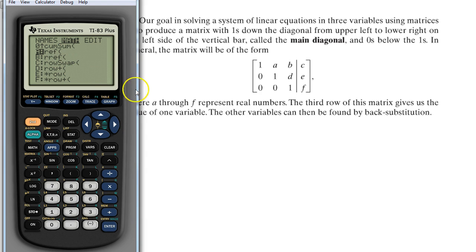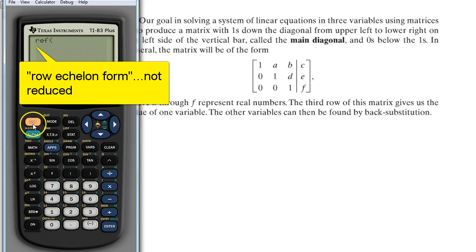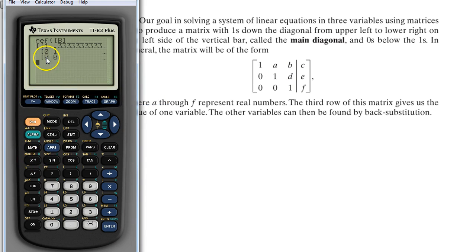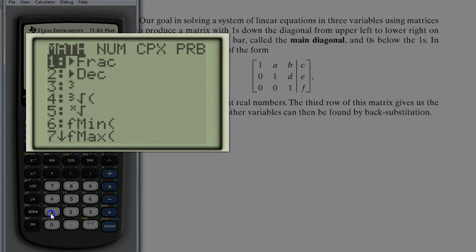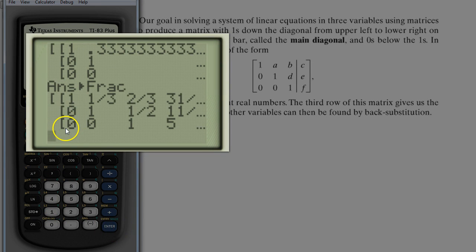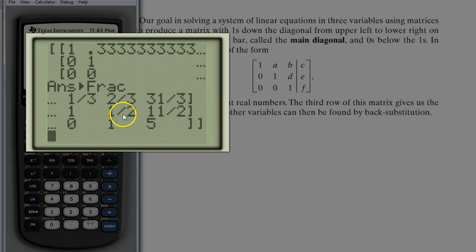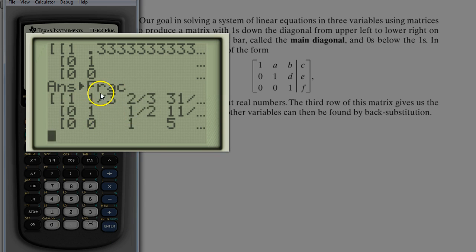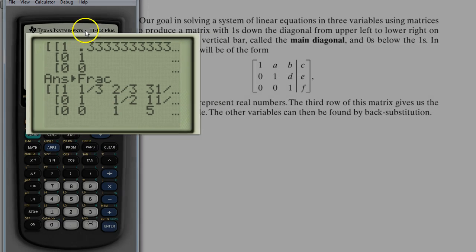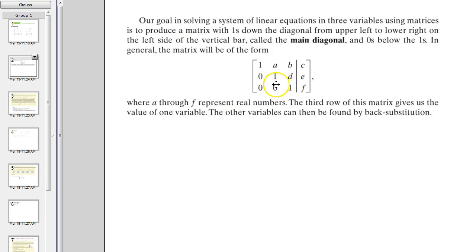REF mode, which we haven't seen yet, is this mode where we have zeros below the main diagonal, but not necessarily above. So if I show you the row echelon form of the matrix here, using math, fraction, I get z equals 5, and then I have more work to do to solve for y and x. But it does have the zeros below the main diagonal of ones. Okay, so that's REF, or row echelon form.